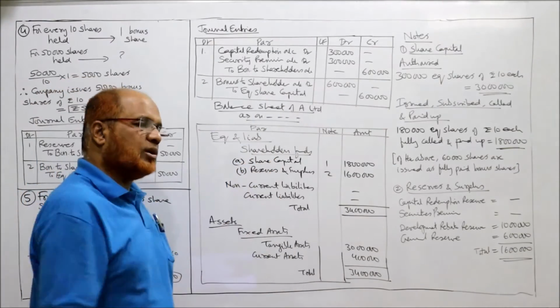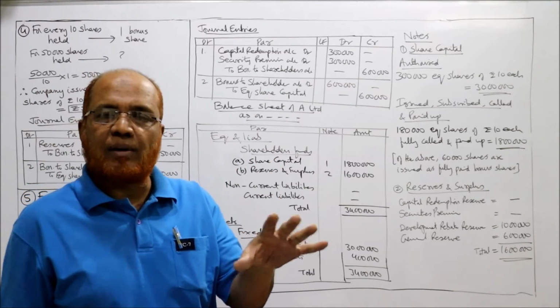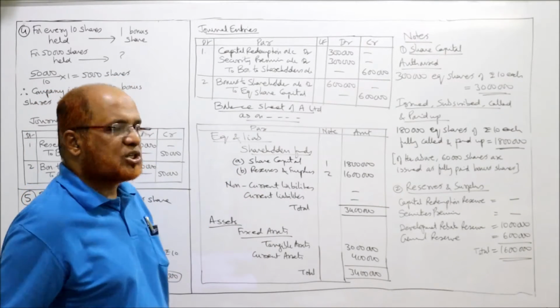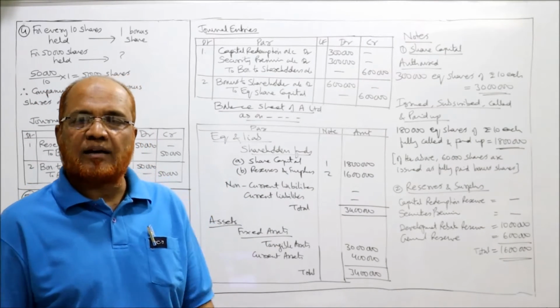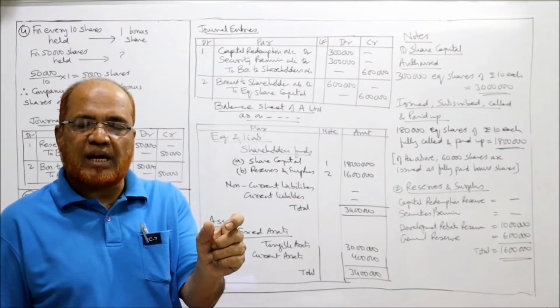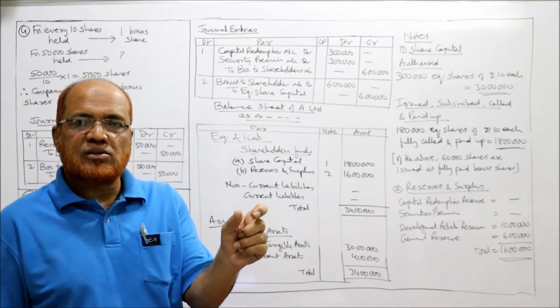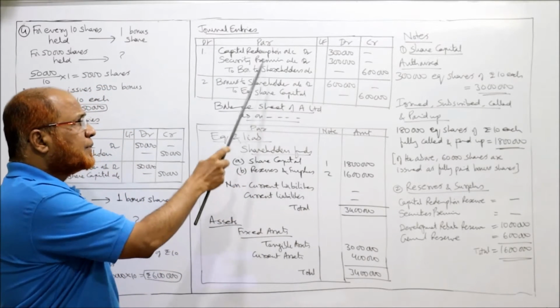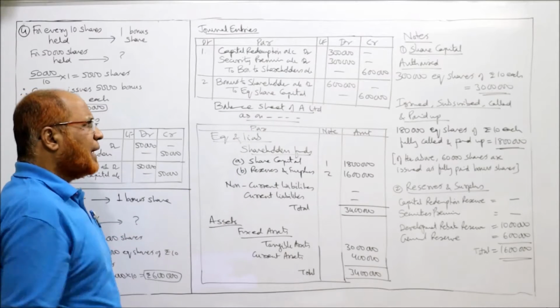So to bonus to shareholders, being the amount withdrawn from reserves for declaring bonus. Then bonus to shareholders account to equity share capital 6 lakh, being 60,000 equity shares of rupees 10 each issued as fully paid bonus shares. Over. So two entries. Now we'll show the balance sheet.